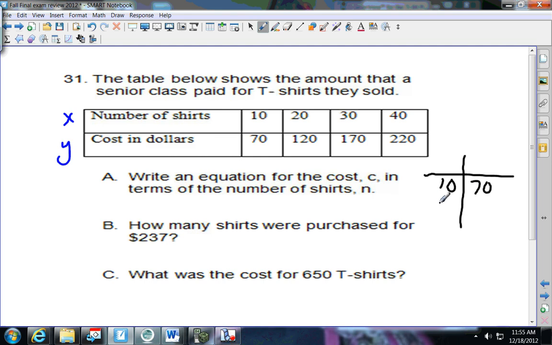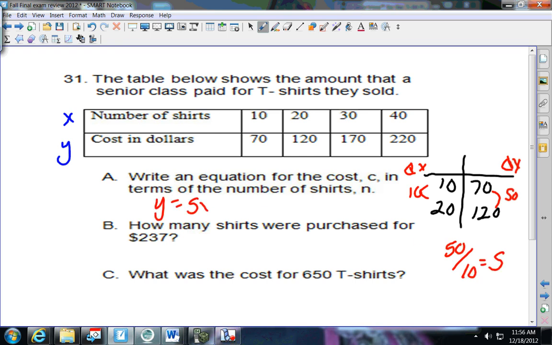20, and 120. Well, delta Y, the change in Y right here, is plus 50. Delta X is plus 10. So I have 50 divided by 10, which is 5. Y equals 5X. Let's see. I guess I need to expand my table a little bit more so I can have room. I'll use the 10 and 70. The coefficient goes right here, the 5.